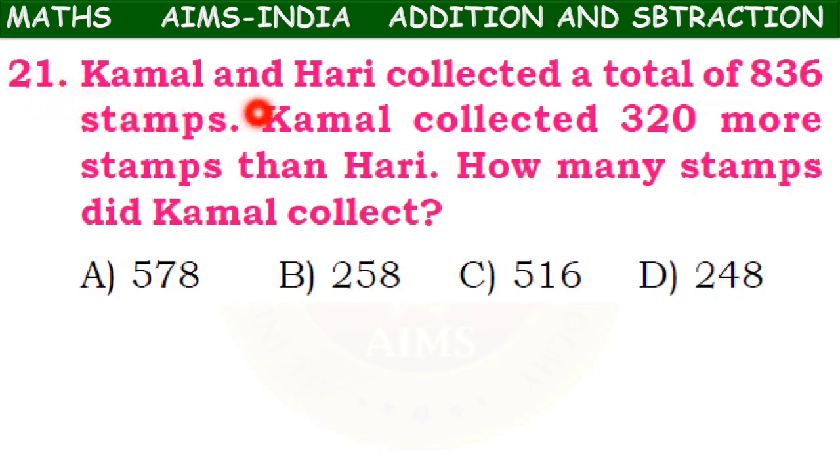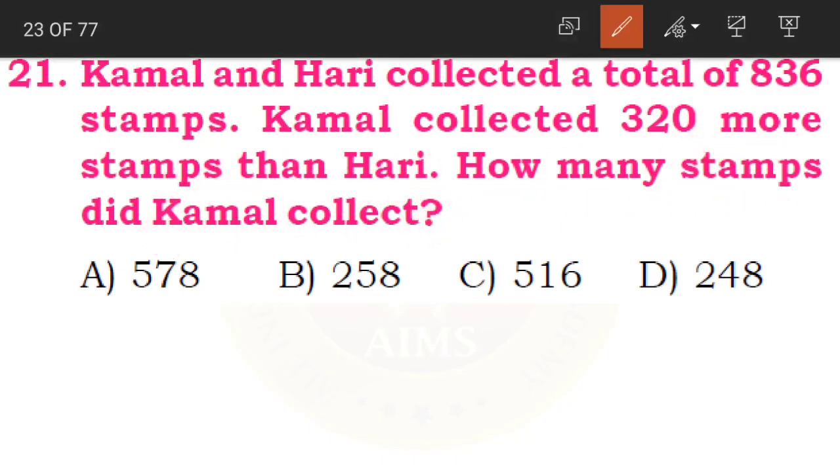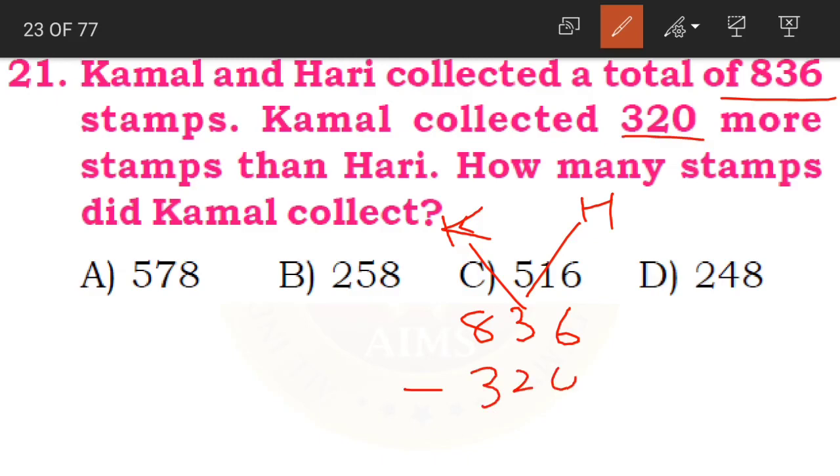Now what is this? Kamal and Hari collected a total of 836 stamps. Kamal collected 320 more stamps than Hari. Now how many stamps did Kamal collect? You see, this total of 836 stamps is the collective stamps of both Kamal and Hari. Now Kamal has collected 320 more. Now let me take out this 320 from 836. 6, 1 and 5. Yes, 836 minus 320 is equal to 516.